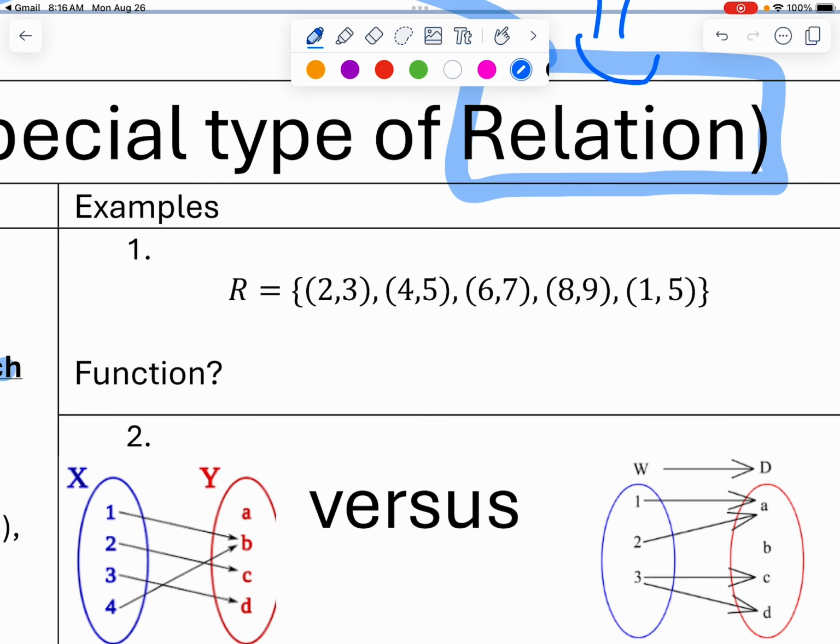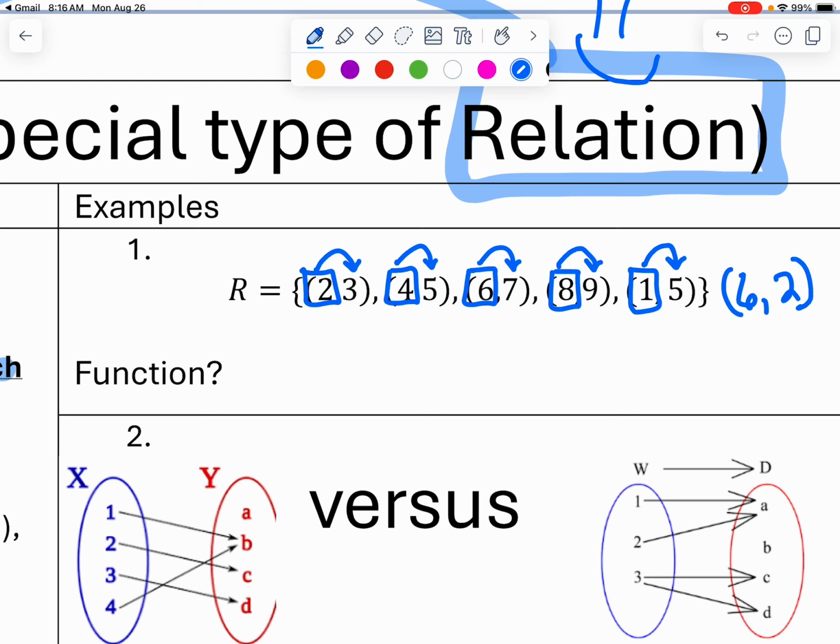Again, the ordered pairs. I want you to look at all the x's. I want you to look at the 1, the 2, the 4, the 6, and the 8. 1 is only paired with 5. 2 is only paired with 3. 4 is only paired with 5. 6 is only paired with 7. 8 is only paired with 9. If you had 6, 2, that would be really bad because 6 is already paired with 7. If that was there, that would not be a function.